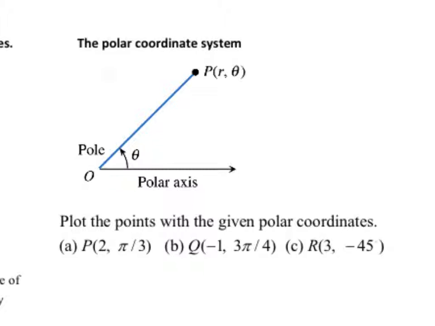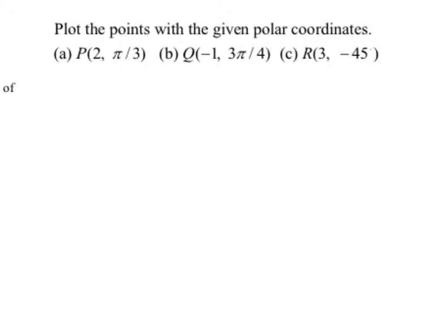Okay, so first step, draw the polar axis. It's 2 comma pi over 3 because this is your angle.